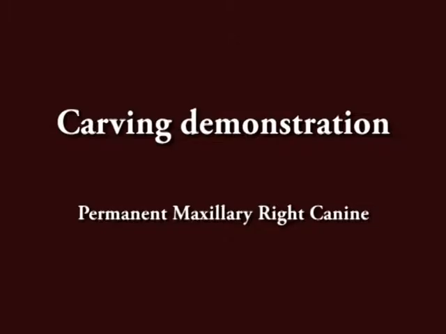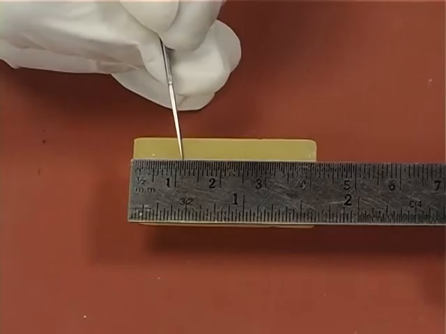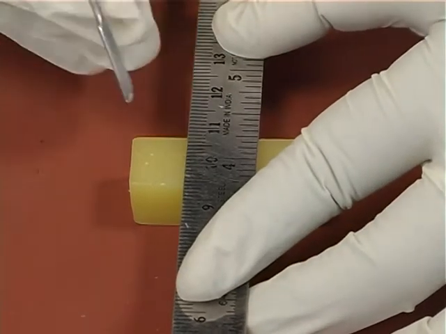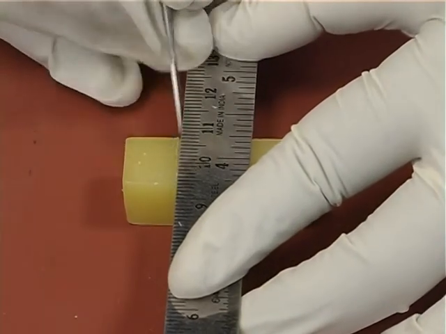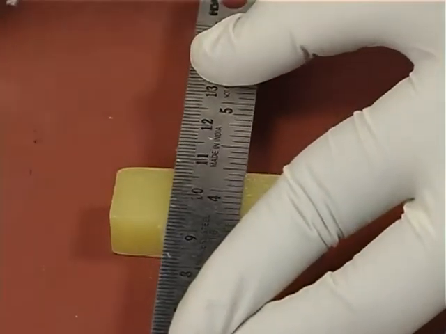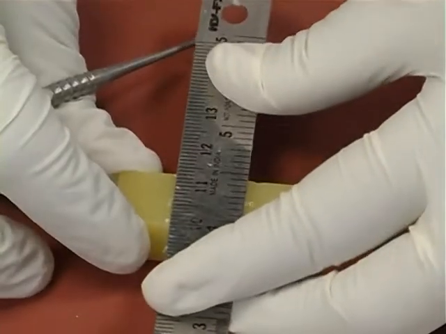Carving demonstration. Permanent maxillary right canine. A 1.5-inch wax block is used for carving this tooth. From one end of the wax block, measure 10 mm using the metal scale and mark it using the wax carver. Then, draw lines parallel to the edge of the block on all the four surfaces exactly at the same measurement. This line corresponds to the cervical line of the tooth.